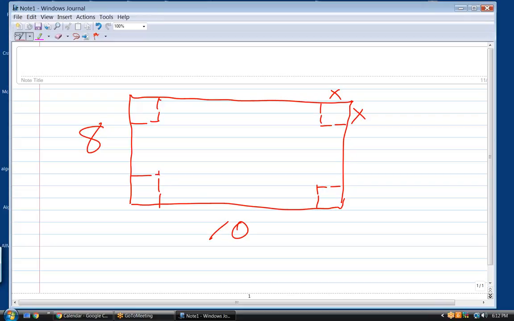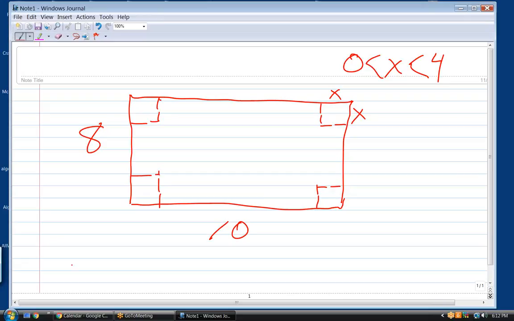Notice that if I made x 0, I would have no volume. Right? I wouldn't have any sides to my box. I would still just have a flat piece of cardboard. If I make x 4, then it folds up like a suitcase and I still have no box. So x has to be somewhere between 0 and 4 for me to even have a box.